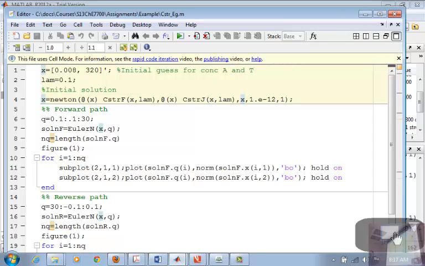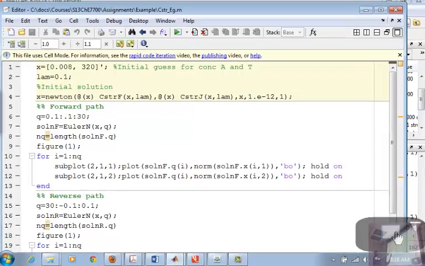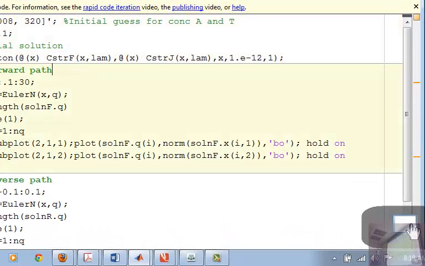I said 1, but I'm here putting it as 0.1. So I want to find a solution starting with an initial guess of 0.008 and 320 at a parameter value of Q equal to 0.1. That is my first initial solution, and then I'm going to continue on that. Line 4 is the crucial line. From there we have to branch off to see what that line is doing. Line 4 is making a call to a function called Newton, which I wrote. I will show you that. And then I have 2 functions, CSTR-F and CSTR-J. So what are those functions?